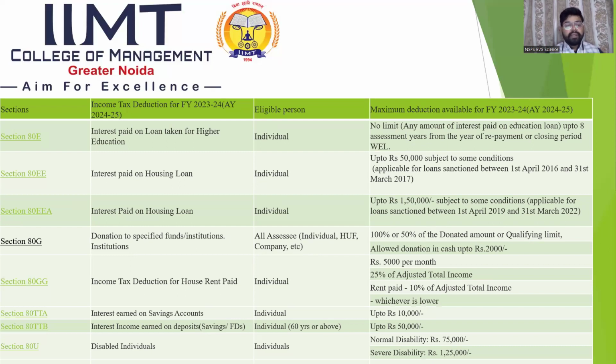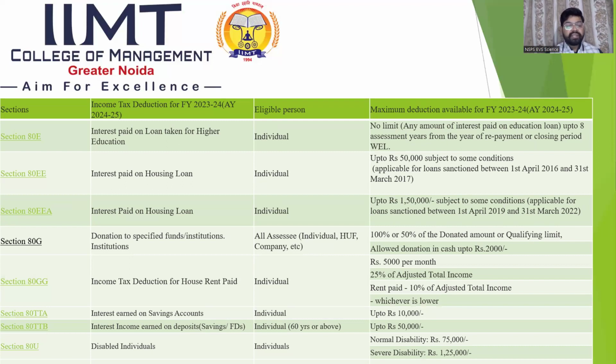Section 80EE. Interest paid on a housing loan by the individual, by the employee, up to rupees 50,000, subject to some conditions, applicable for loans sanctioned between 1st April 2016 to 31st March 2017, before section 24B of house property is implemented. 80EA, interest paid on a housing loan up to rupees 1.5 lakh, subject to some conditions, applicable for loans sanctioned between 1st April 2019 and 31st March 2022.